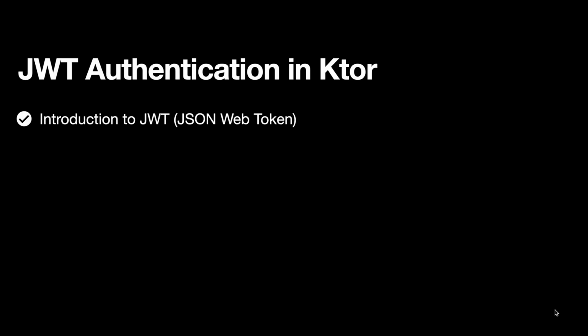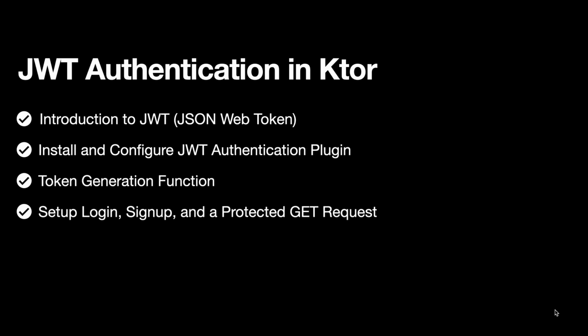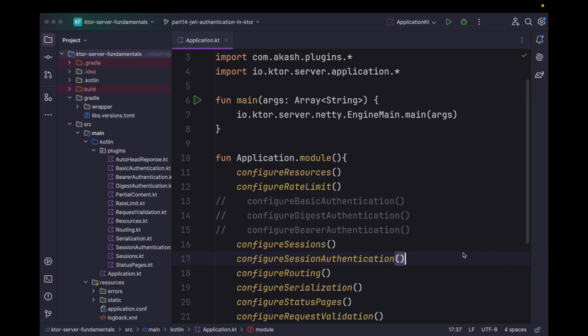Next, in this video, we will be configuring the JWT authentication plugin. Then we will also create a function to generate the JWT token. And finally, we will set up login, sign up, and a protected GET request for a complete understanding of the JWT authentication flow. Let's start by adding the necessary dependencies.